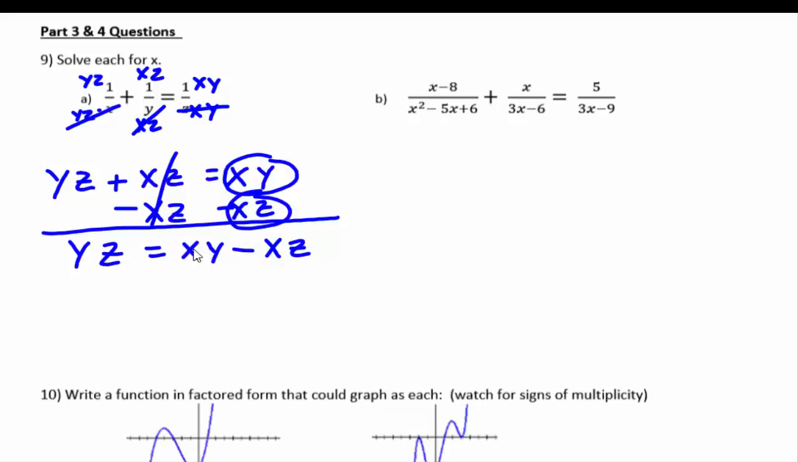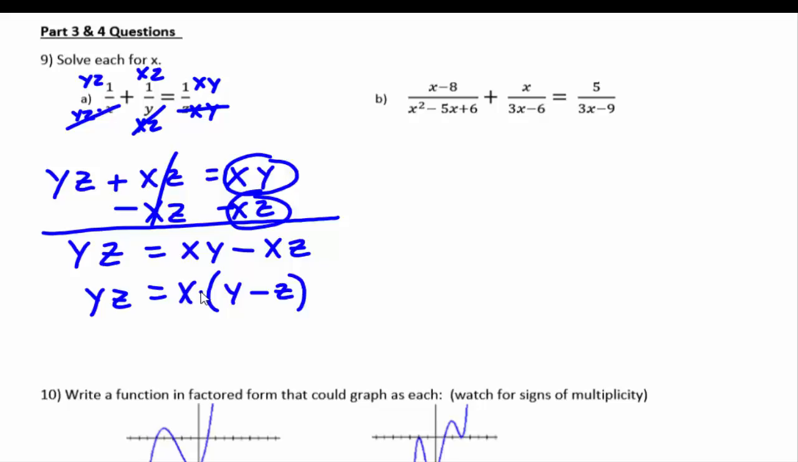I do have the x all on the same side of the equation though, right? Now I can factor out an x. I have a common factor here. X times y minus z. I just took out the common factor of x, equals yz. And then I'm solving for x, so I want to get x by itself.